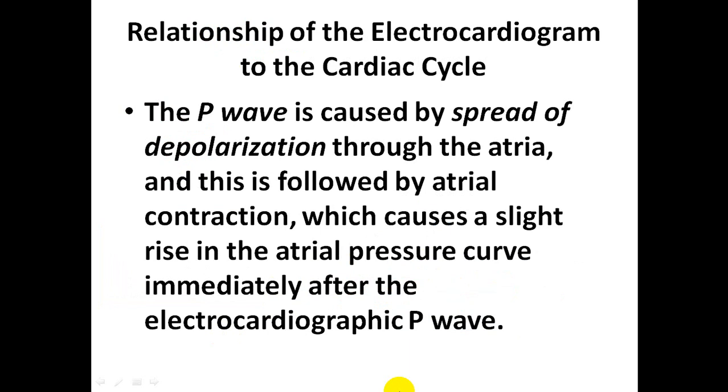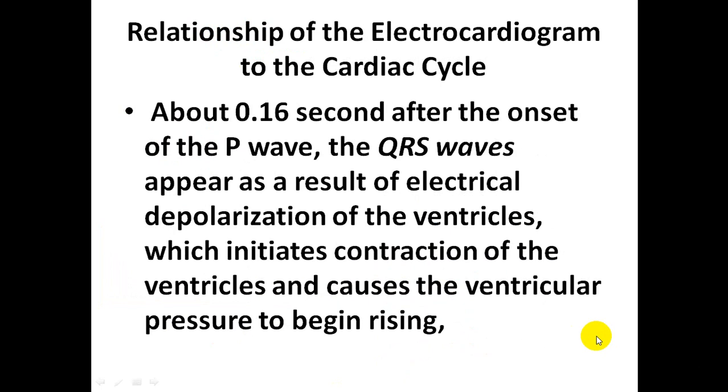So the P wave is caused by spread of depolarization through the atria, and this is followed by atrial contractions, which causes a slight rise in atrial pressure. We will see this in the atrial pressure curve when we study it. Immediately after the electrocardiograph P wave, about 0.1 second, or 100 to 160 milliseconds after the P wave, the QRS appears. This is the AV node delay.